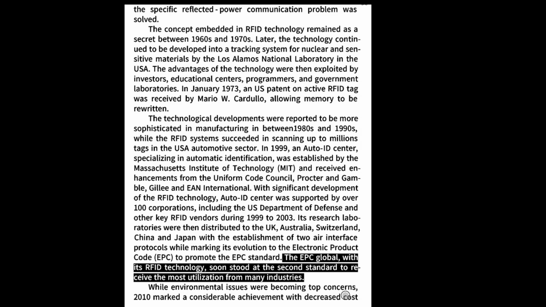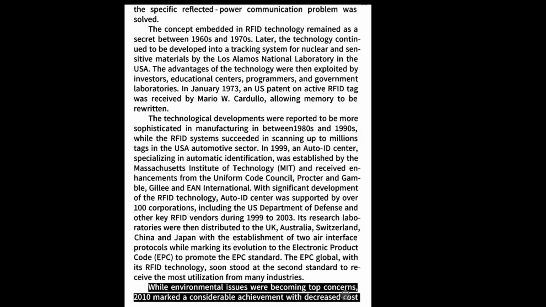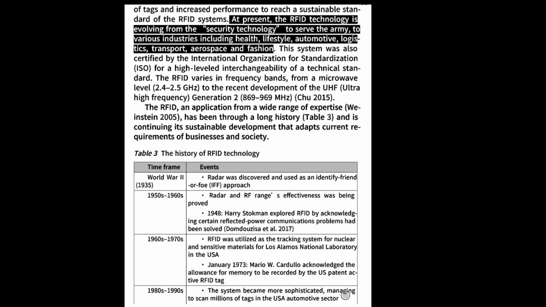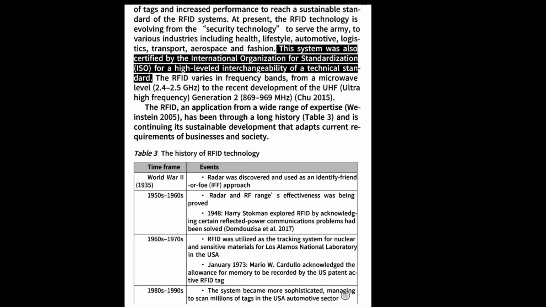The EPC Global, with its RFID technology, soon stood at the second standard to receive the most utilization from many industries. While environmental issues were becoming top concerns, 2010 marked a considerable achievement with decreased cost of tags and increased performance to reach a sustainable standard of the RFID systems. At present, the RFID technology is evolving from the security technology to serve the Army, to various industries including health, lifestyle, automotive, logistics, transport, aerospace and fashion. This system was also certified by the International Organization for Standardization (ISO) for a high-leveled interchangeability of a technical standard.